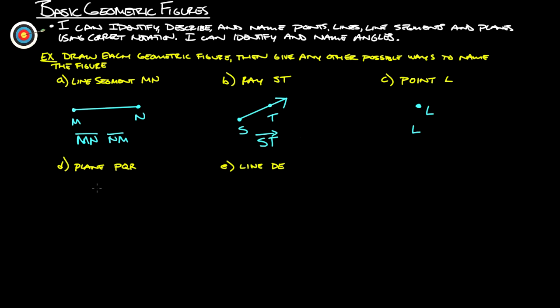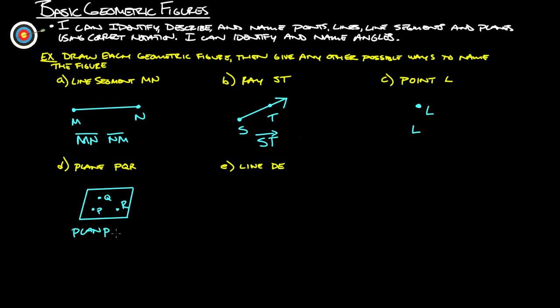Okay. Plane PQR. Usually we draw a plane using a parallelogram. Then we just put 3 points on there. It doesn't matter where, as long as they're not in the same line, as long as they're not collinear. P, Q, and R. So we just name that plane PQR.